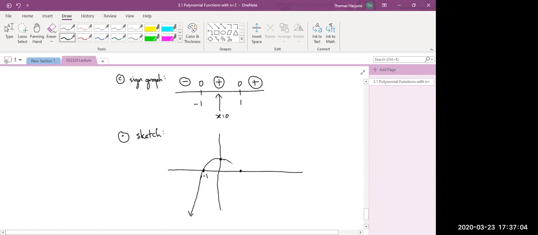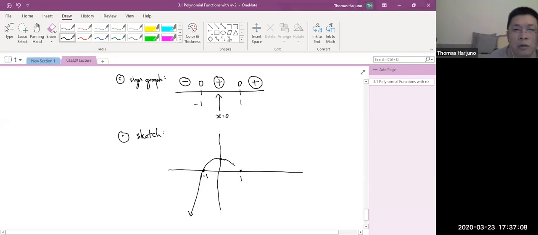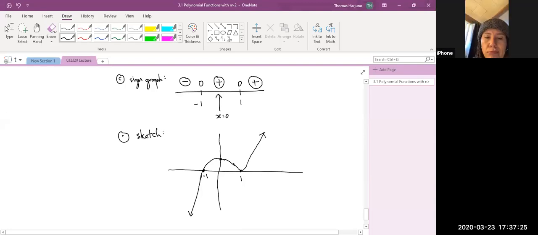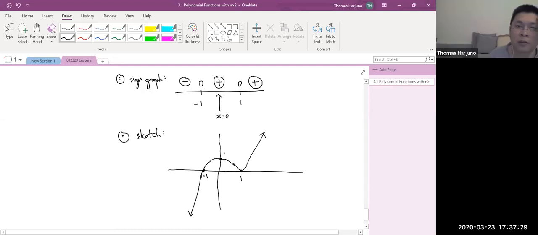Yet when x equals 1, we have positive on the left-hand side, which means above the x-axis, and positive to the right of 1, which is also above the x-axis. So it goes to positive infinity. Like this. Is it okay? So the sketch of the graph is approximately like this.